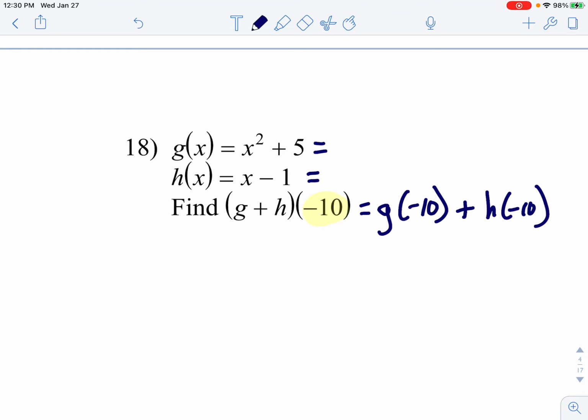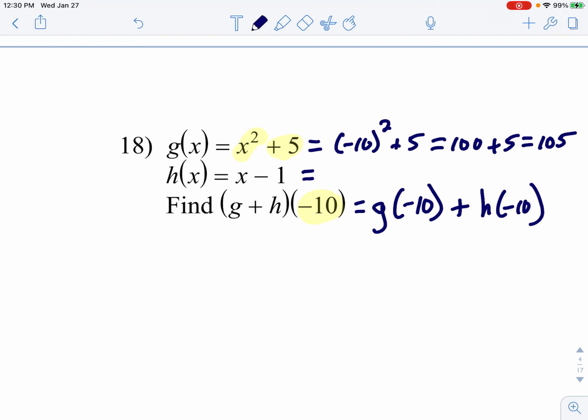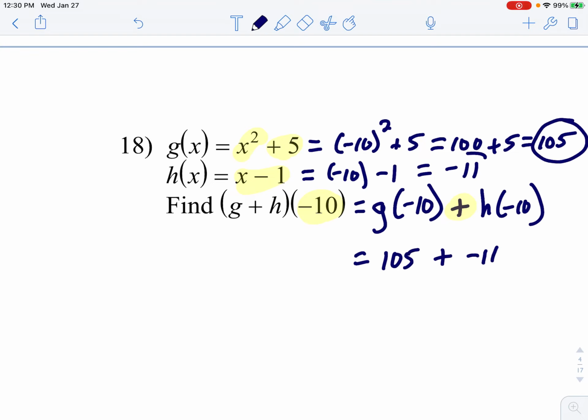So this first one, x squared plus 5, becomes negative 10 squared plus 5. If you work that out, you get 100, right? Negative 10 squared, negative times negative is positive. 10 times 10 is 100, plus 5 is 105. And then you plug negative 10 into the second one. Negative 10 minus 1 is negative 11. So to add these together, it's going to be 105 plus negative 11. Take this answer and that answer. That is 94. Use a calculator if you need to. Number 18 should be 94.